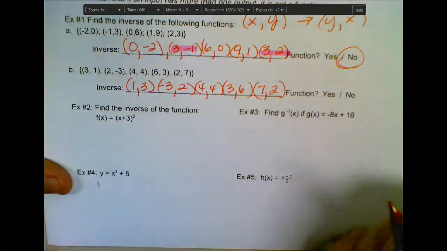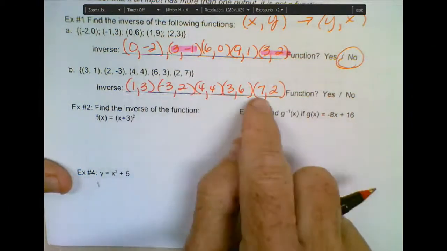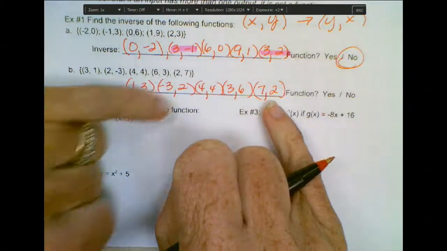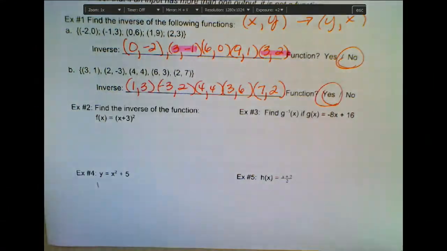So now let's check that again. I don't have any inputs that are the same. I've got 1, negative 3, 4, 3, and 7. Outputs, I have 3, 2, 4, 6, and 2. So I do have two outputs that are 2, but that is okay for a function. So that is a function.